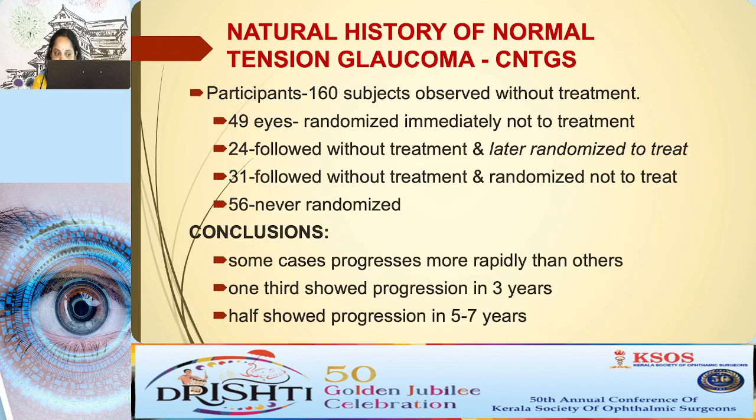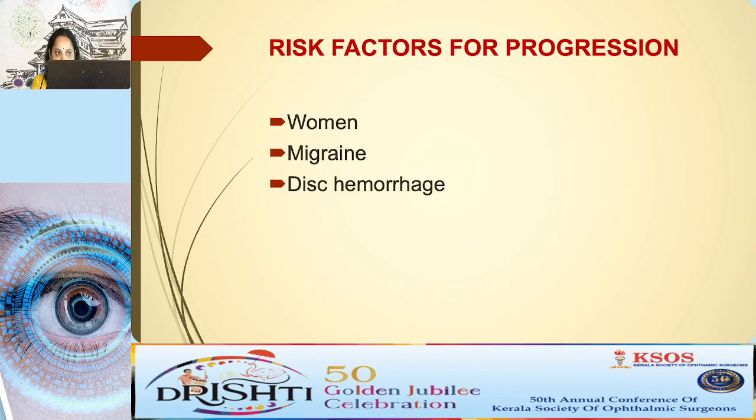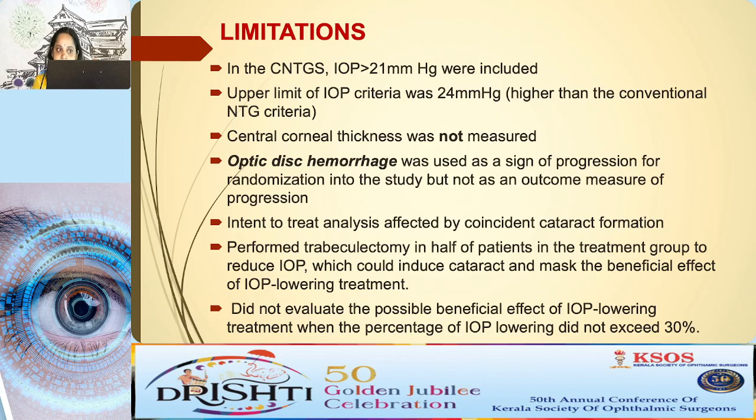So of those who were not treated, one third showed progression in 3 years, and half showed progression in 5 to 7 years. The risk factors for progression are female sex, migraine, and disc hemorrhage. The limitation of the study is that in CNTGS, IOP more than 21 millimeter were included, and the upper limit of IOP criteria was 24 millimeter mercury, which is higher than the conventional NTG criteria, and the central corneal thickness was not measured. And optic disc hemorrhage was used as a sign of progression for randomization into the study, and not as an outcome measure of progression.